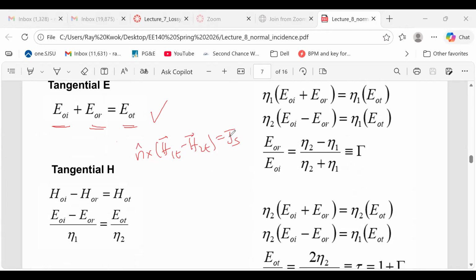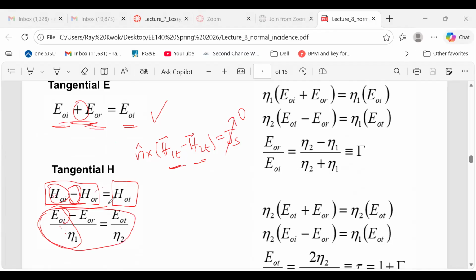There's no current on the glass, so this is 0, and that means these two tangential fields are the same. The tangential field on one side is equal to the tangential field on the other side. This is negative because remember the H fields are out of phase when the E fields are in phase. So when they are adding, this one is subtracting. But H is equal to E over eta, because E over H is eta. So I can write this in terms of E.